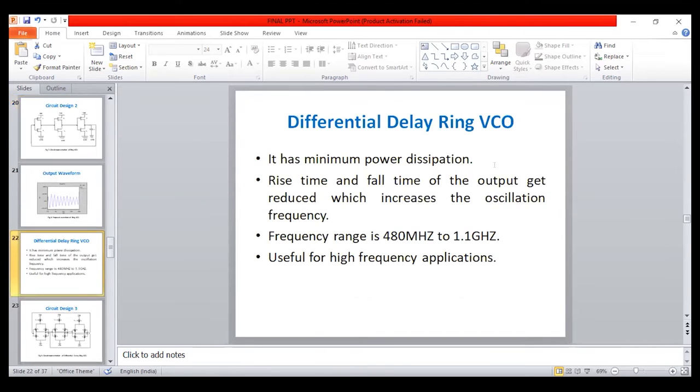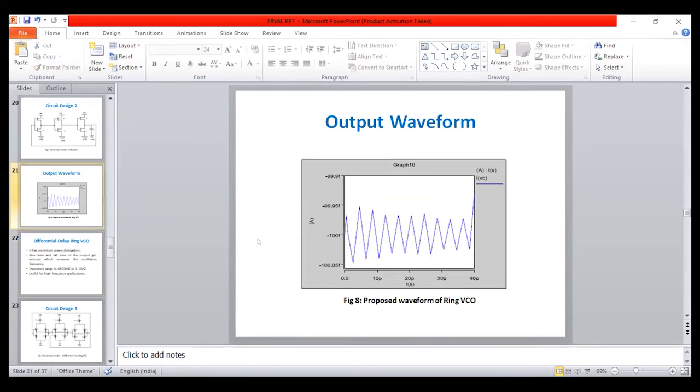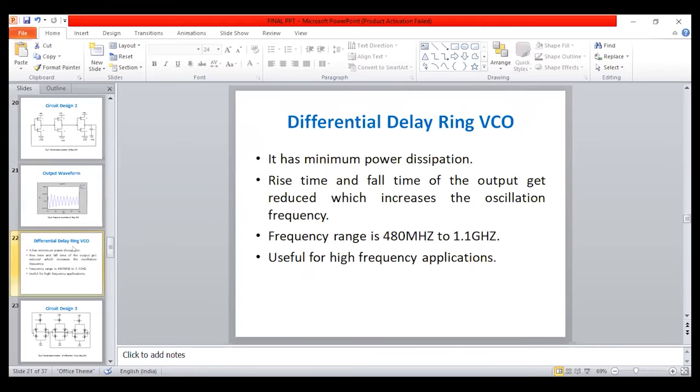Next, the main design of my research paper is the differential delay ring VCO. Its basic principle is the same as the ring VCO we have previously discussed. It has minimum power dissipation, which is required nowadays. Rise time and fall time of the output get reduced, which increases the oscillation frequency. The frequency range we have seen is megahertz to 1.1 gigahertz. Useful for high frequency applications in our mobile phones. We are using this type of VCO for the speed of the processor.